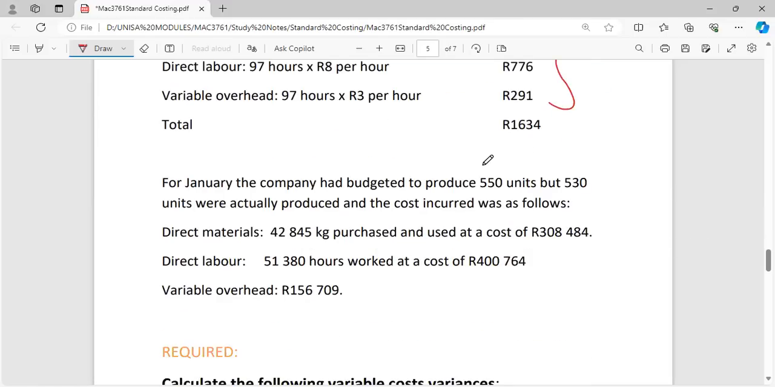Then they go and say for January the company budgeted to produce 550 units, but 530 units were actually produced. So these are the actual, and the cost incurred was as follows. We have direct material, 42 kgs used at a cost. Then we have direct labor, all these.